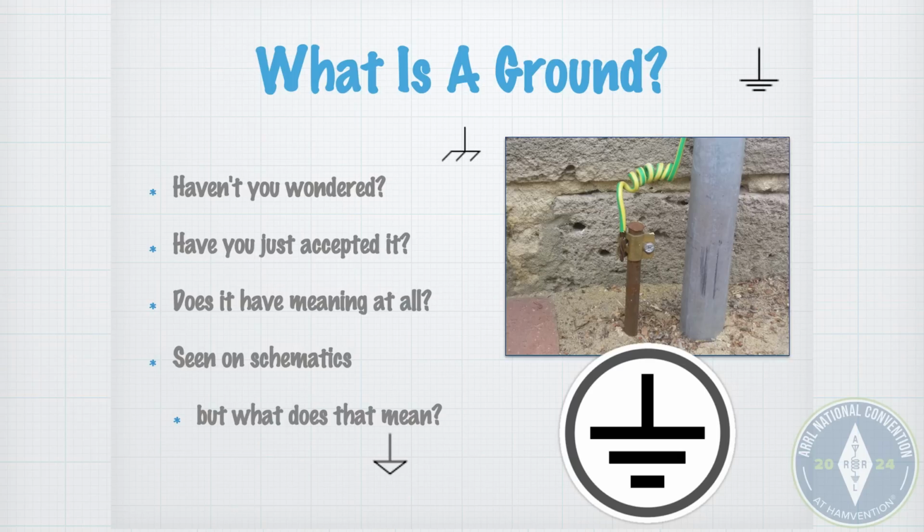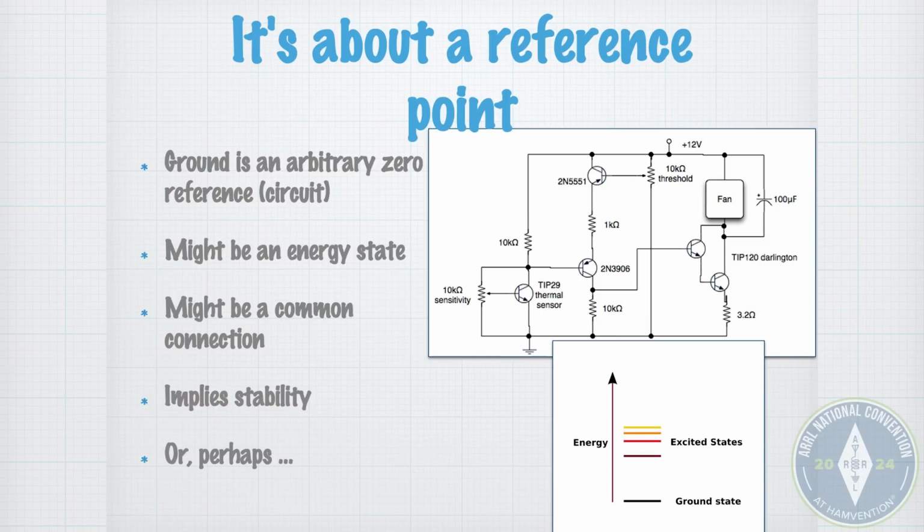So you might say, well, it's about a reference point, that we have this arbitrary zero reference in a circuit. It could be an energy state. It could be some common connection. You've heard all of those before, I think. And because we're talking about ground, like the dirt beneath our feet, there's an implication of stability in that word. But I don't know, it could be about the earth.